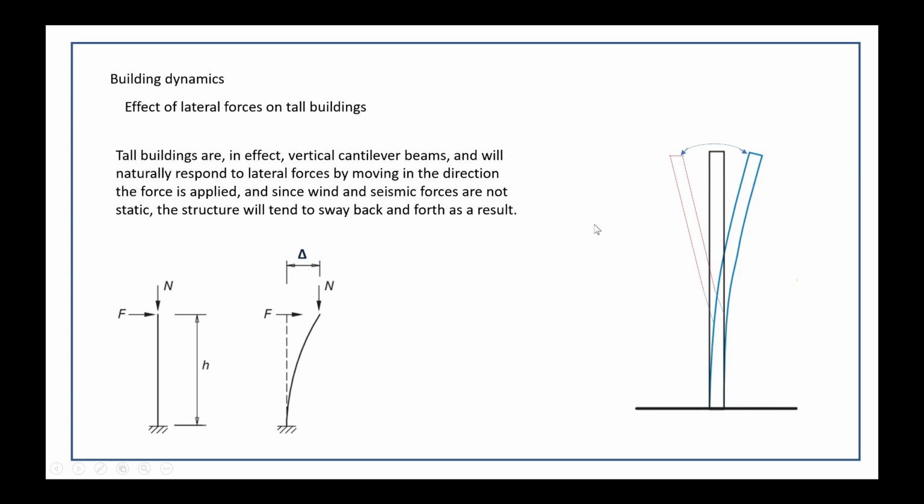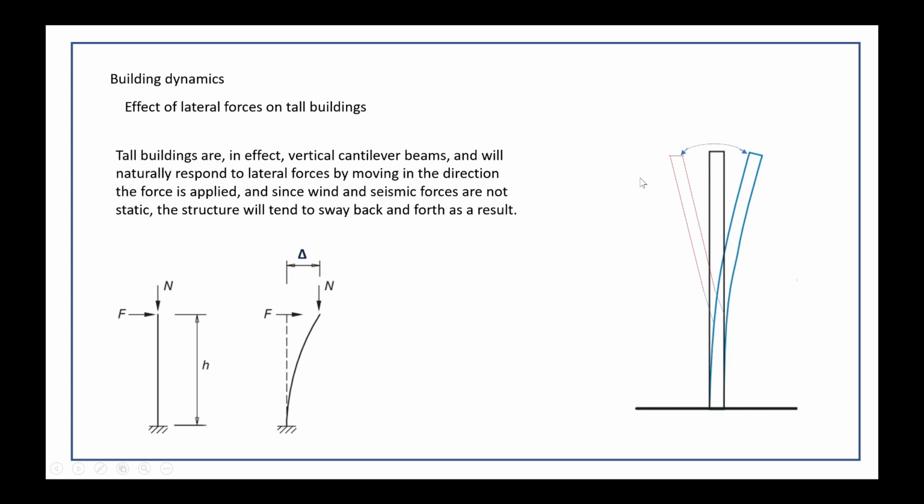Now let's check the building in ETABS to clarify the topic. A tall building is in effect a vertical cantilever beam and will naturally respond to the lateral force by moving in the direction the force is applied. So now we talk about the natural response. In this one, no additional damper is applied on the column, and this column responds naturally. And since wind and seismic forces are not static, the structures will tend to sway back and forth as a result when you apply the force. This is important for wind and earthquake. Your structure does not stay at rest.